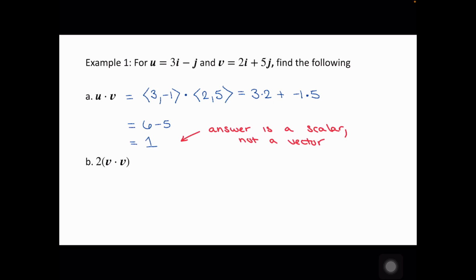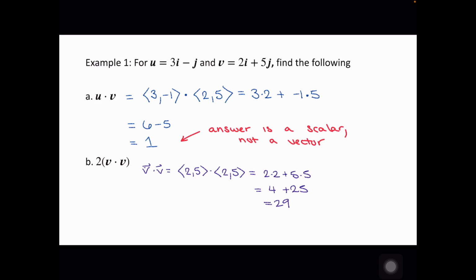Again, I want to point out when you're computing a dot product, the answer is just going to be a number. The answer is not going to be a vector. All right, what about 2 times v dot v? I am going to start by finding v dot v. So vector 2, 5 dotted with vector 2, 5. 2 times 2 plus 5 times 5. Same process, I multiply the corresponding components together and add that result. I get 4 plus 25 is 29.